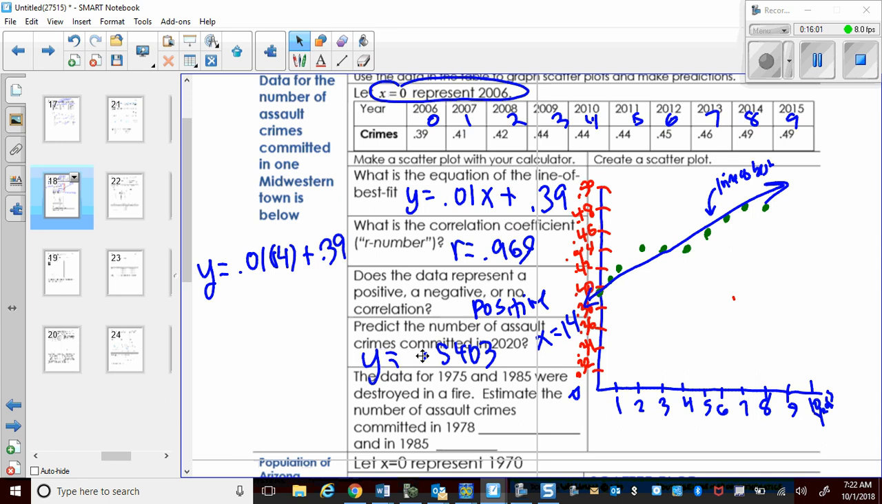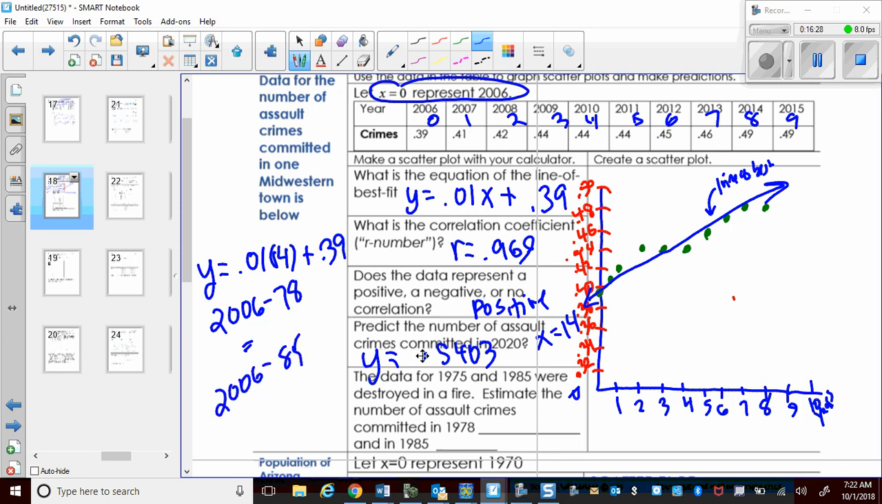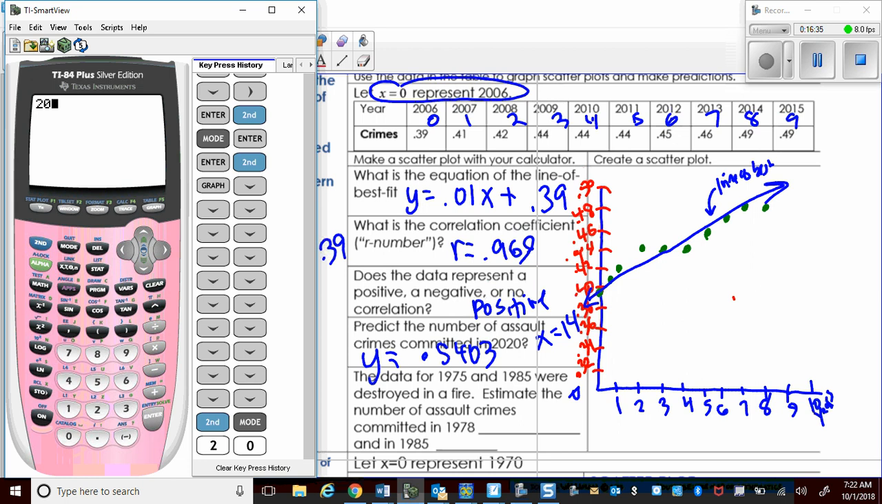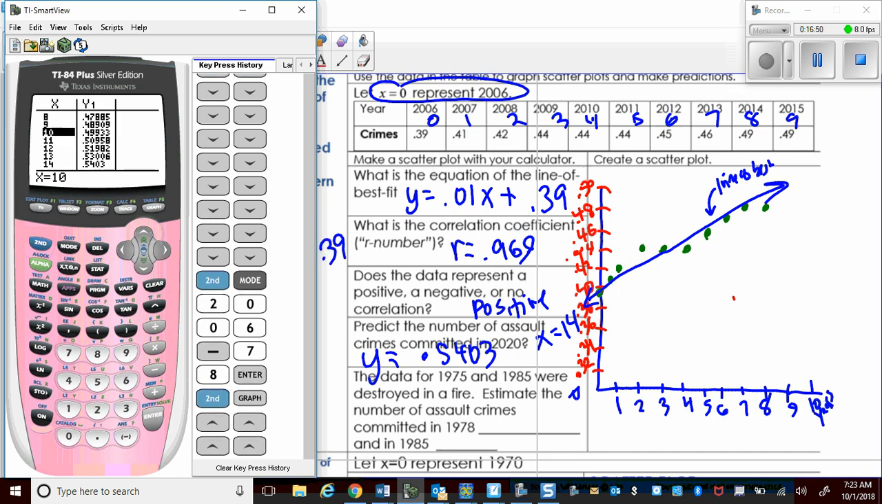The data for 1975 and 85 were destroyed in a fire. Estimate the number of assault crimes committed in 1978 and in 1985. So 2006 minus 78, and 2006 minus 85. We want to get how many years ago that was, to get the number of years ago that we're looking at for these crimes. So I'm going to second mode, 2006 minus 78, 28 years. Since we went backwards, it's going to be negative 28. I'm going to go up to negative 28 and see what the statistic was then.